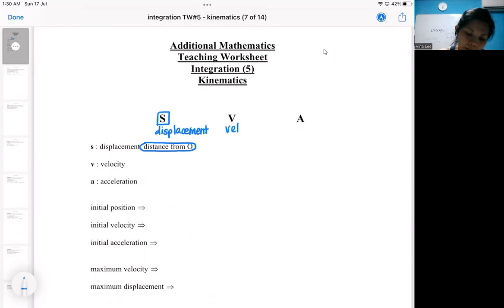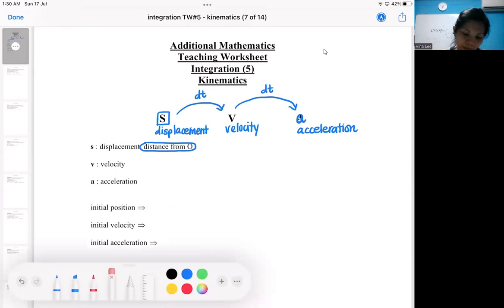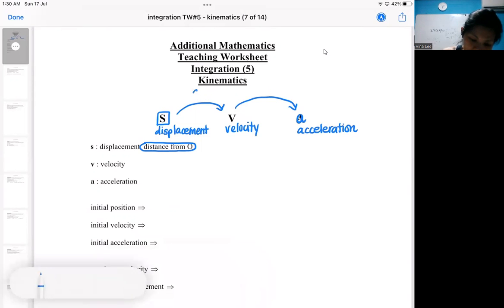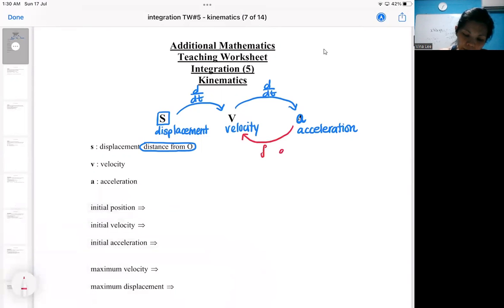And V will stand for velocity. A, this one should be a small letter, stands for acceleration. So the relationship will be, you are differentiating with respect to t. You'll be given the formula with respect to t, so if you are going to differentiate, you're also going to differentiate with respect to t. I think I should write it d/dt. You can also be asked to integrate back, so you are integrating with respect to t. That will be the differentiation and integration relationship for kinematics.